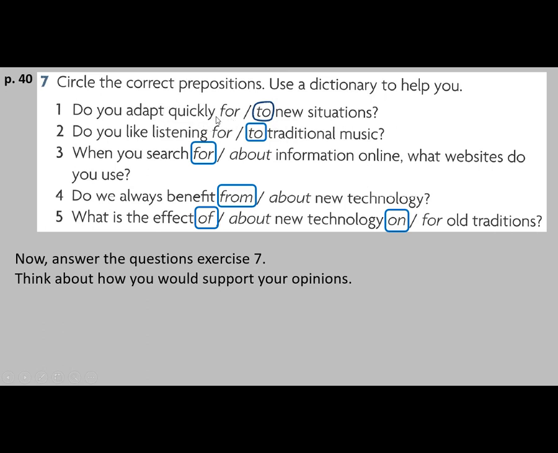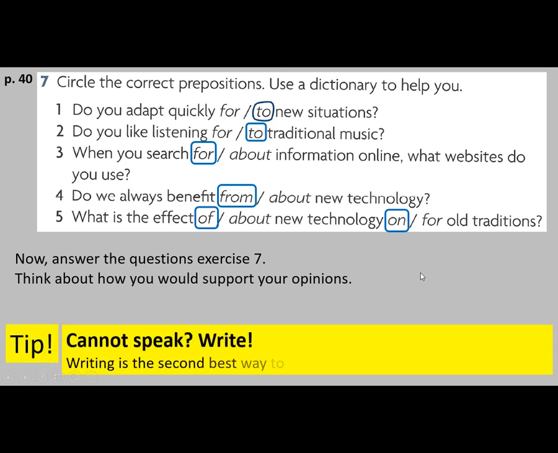For example, when I go to a new place, I don't try to follow my rules, but I try to learn their rules, and I try to follow their rules because I don't want to disturb their regular lifestyle. So this is an example of how you can answer and explain or support your opinion. The problem with speaking online is it is difficult to speak by yourself. So if you cannot speak, write. Writing is the second best way to practice the language you're learning.